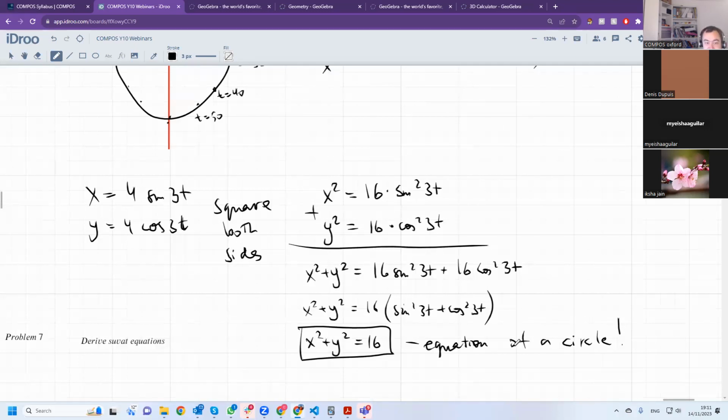Radius, yes, the equation of a circle of radius 4, indeed. Is that a yes or a no? Are you familiar with the equation of a circle? Yes or no? Okay. Kind of. All right.